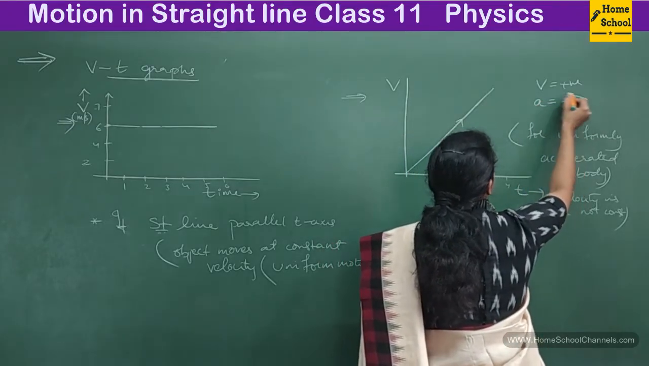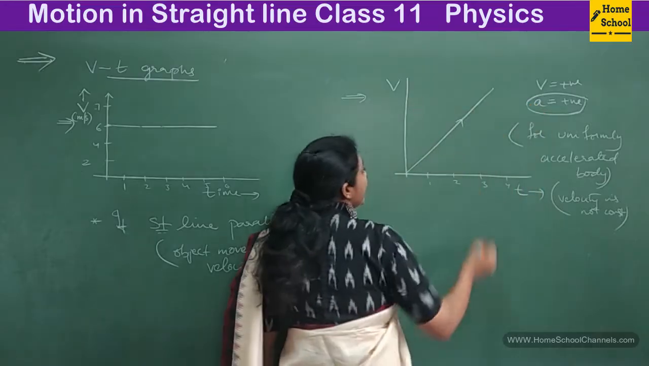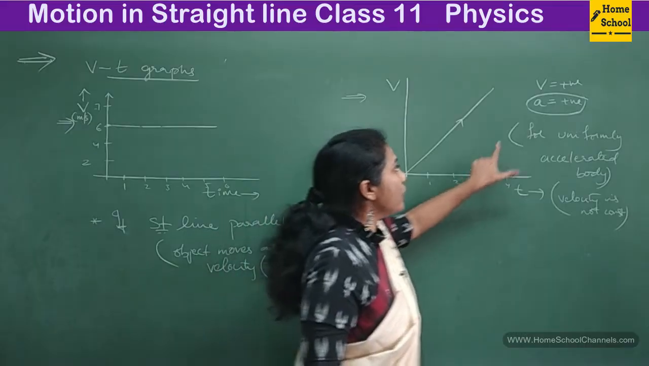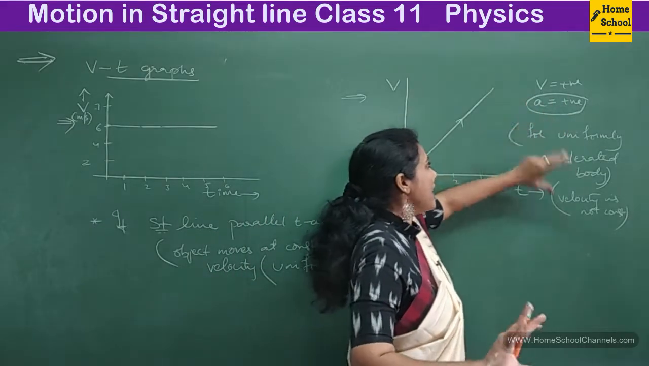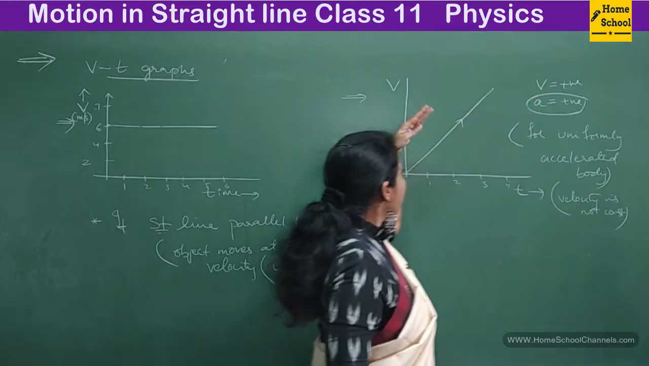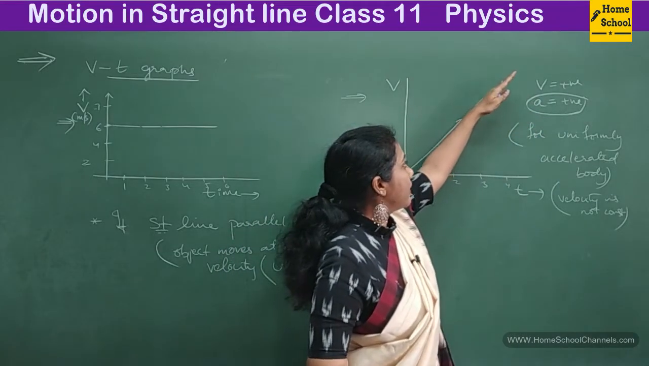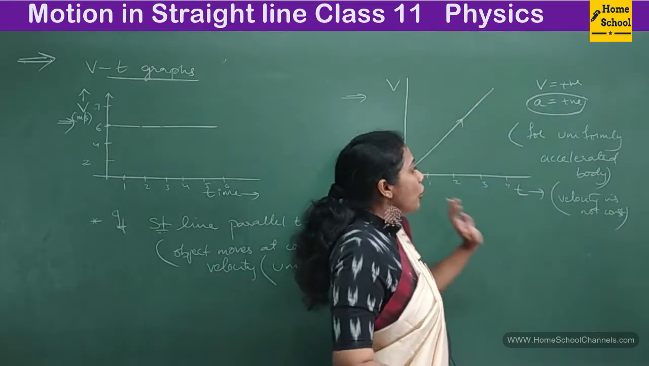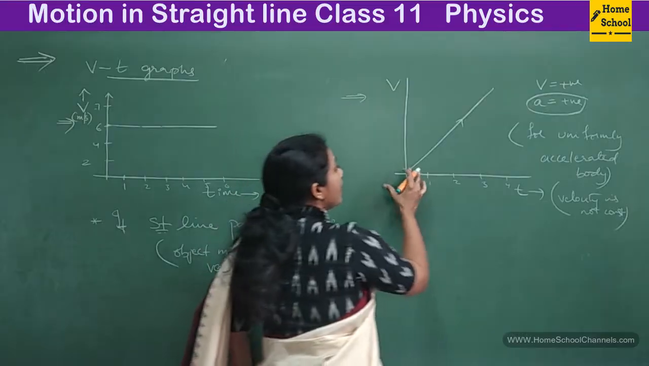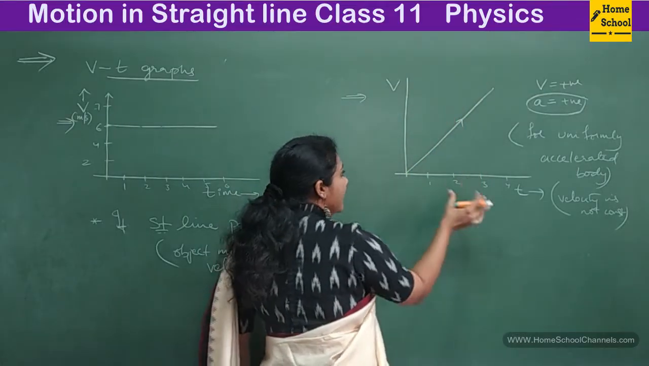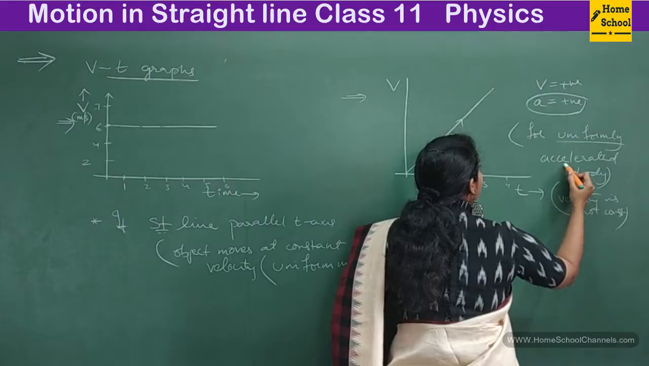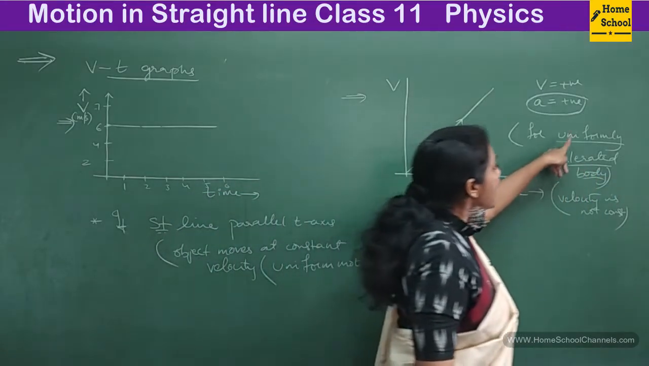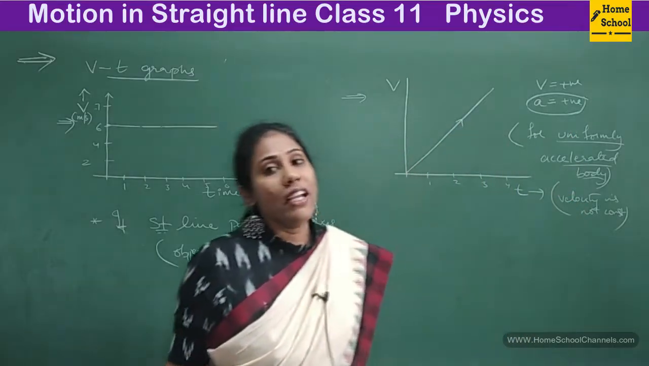So there is a connection between a and the vt graph, guys. You can find out acceleration from the vt graph. Here a means acceleration, so just as of now remember this much. If a line is a straight line in this direction, v is positive and a is also positive. You will get this kind of straight line for a uniformly accelerated body. So acceleration is uniform, acceleration is constant, but not velocity.